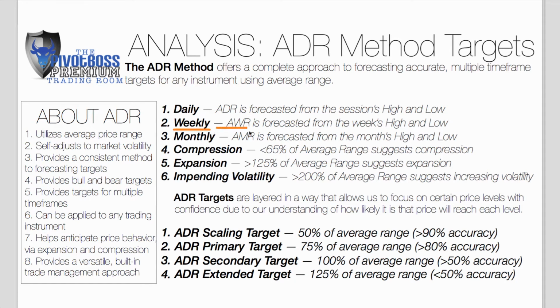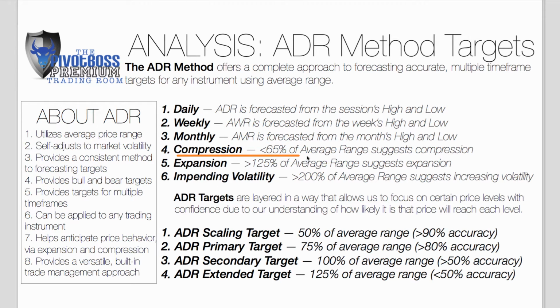Weekly targets use the average weekly range. Again, this is a 10-week average. So for the average weekly range, what's the highest high and the lowest low of the previous week's range? And then the previous week's range over the last 10 weeks, what's the average range? And then from there, calculate the targets based off that range. The monthly uses average monthly range, AMR, over the last 10 months. So what's the average size of the range over the last 10 months? And from there, you're able to calculate your targets.